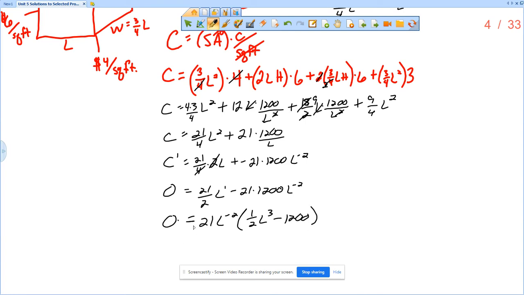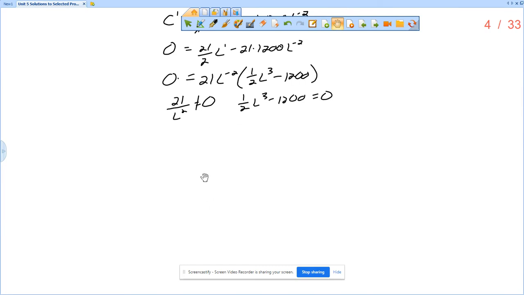All right, and so now I'm going to set each equal to 0. So 21 L to the negative second, that would just be 21 over L squared equals 0. But remember, that can never equal 0. And then I have 1/2 L cubed minus 1,200 equals 0. So now 21 over L squared, that can never equal 0.